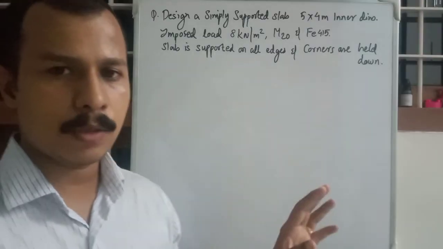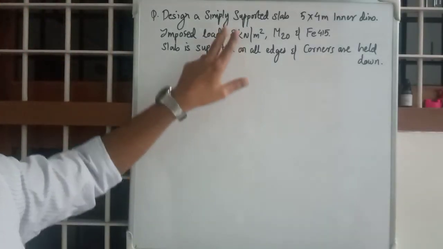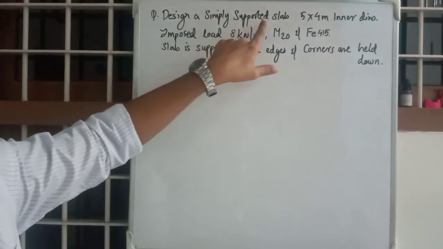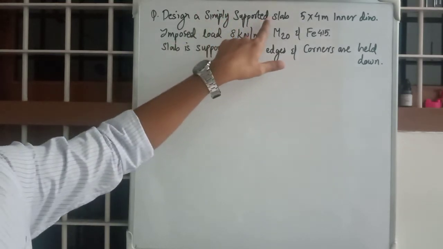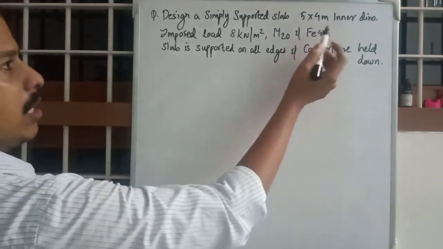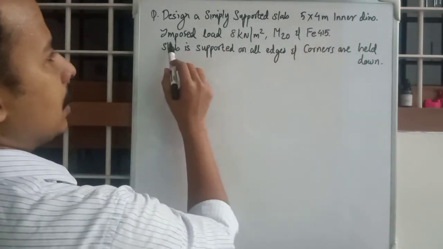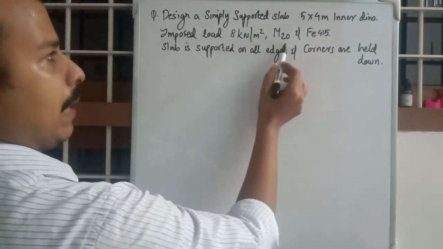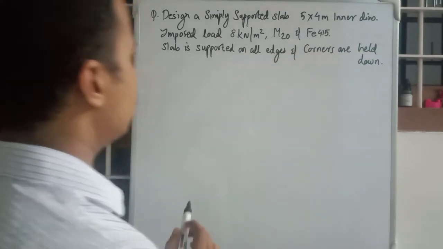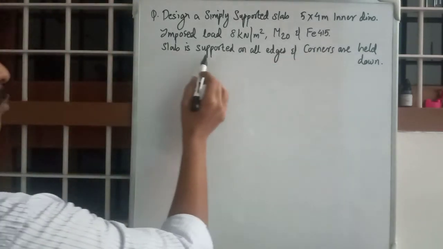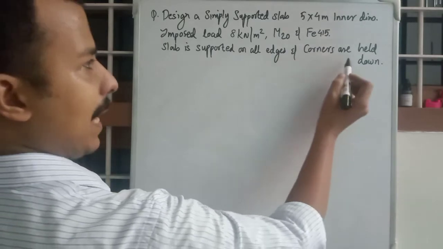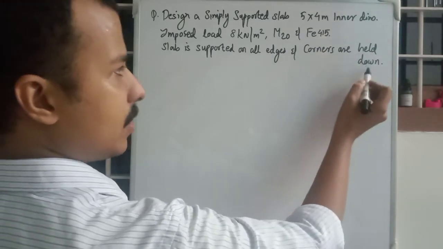So this is the question. You have the information all here. In this question, it is stated to design a simply supported slab. The inner dimension is given, the imposed load is given, M20 and Fe415 steel is given. The slab is supported on all edges and corners are held down.